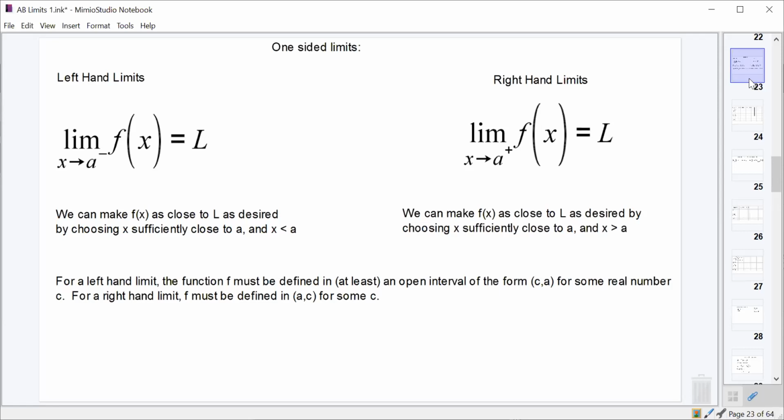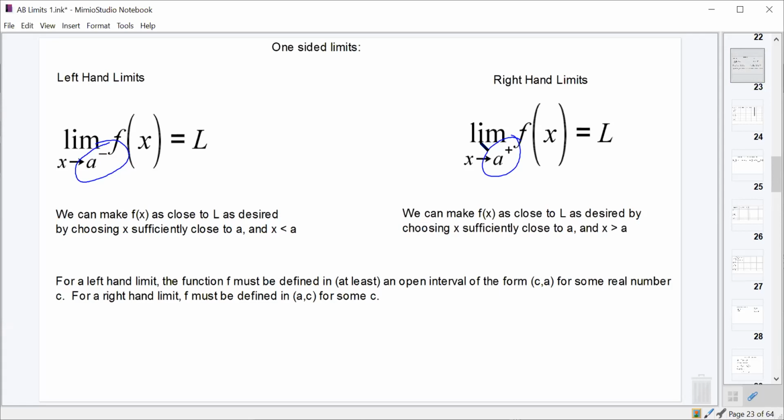These are both one-sided limits. The only difference for a left-hand limit in terms of notation is a little minus sign, which tells you it's coming from the negative side or from the left. And the right-hand limit has a little plus sign to indicate that it's coming from the right-hand side rather than from both sides.